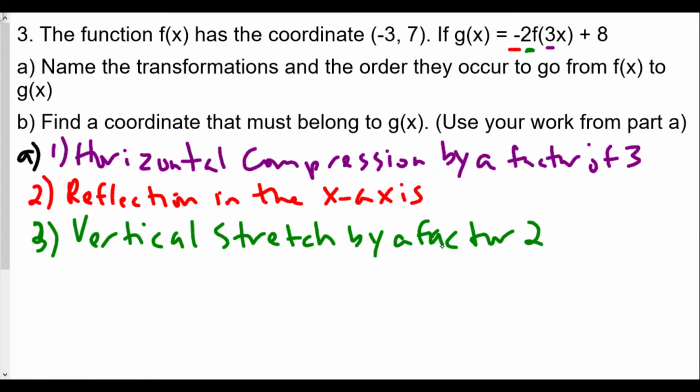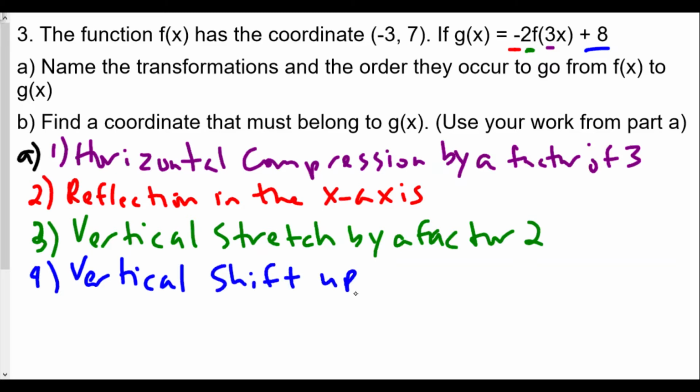And so let me close A. So there you go. And then finally, the last transformation we have, based upon the order of operations after multiplication and division, we have addition and subtraction. So by adding 8 out here, we have a vertical, oh, okay, my handwriting is terrible. Sorry about that, everybody. We have a vertical shift up by 8 units. All right, there you go.